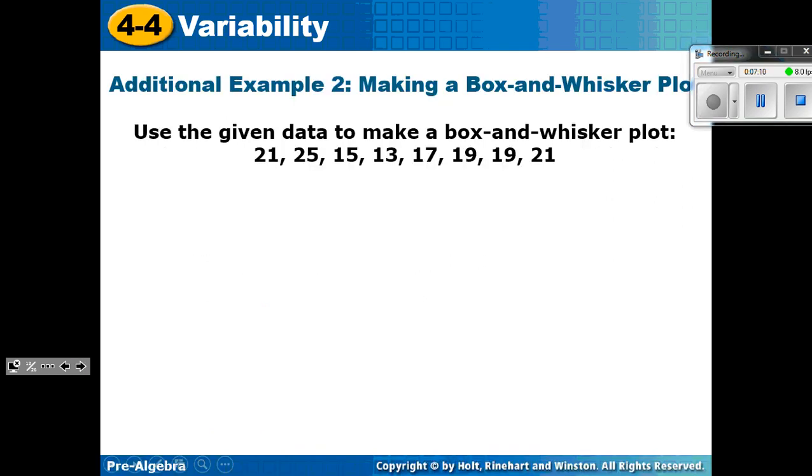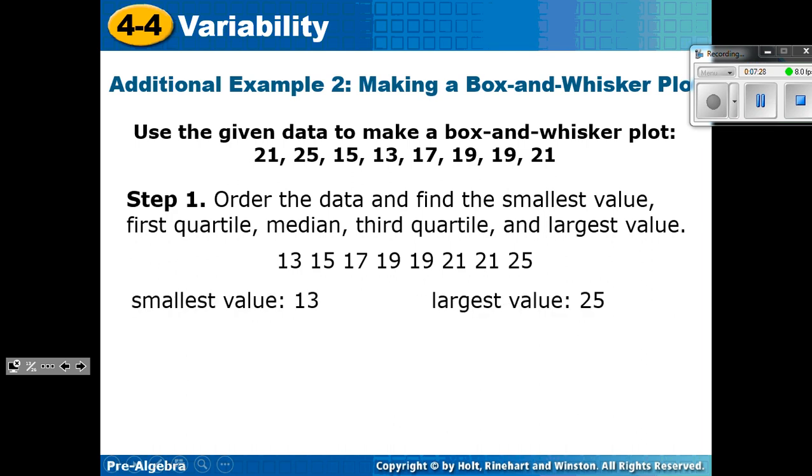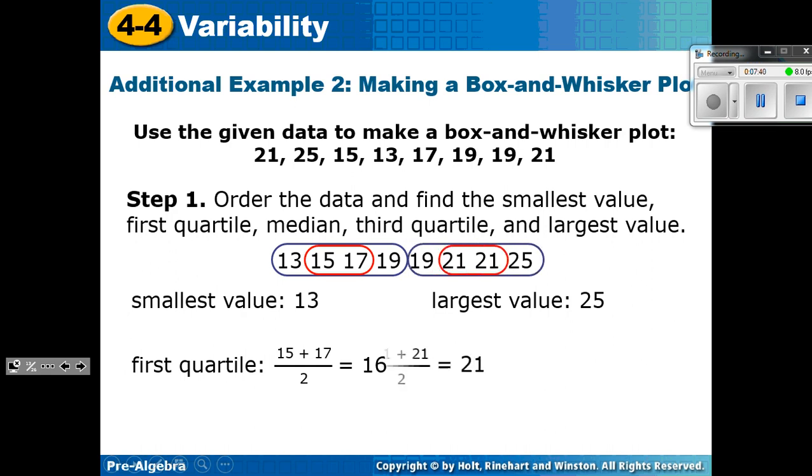So we have a new data set. Step 1 is order the data and find the smallest value, first quartile, median, third quartile, and largest value. There they are in order. Smallest value is 13, largest value is 25. Then we've got our bottom half, and the median of the bottom half is 16. That's called the first quartile. The median of the top half is 21. That's called the third quartile.